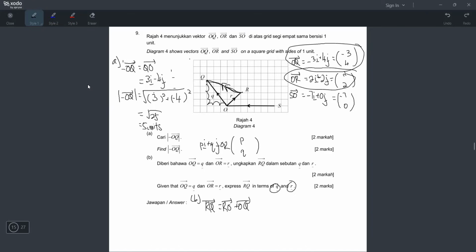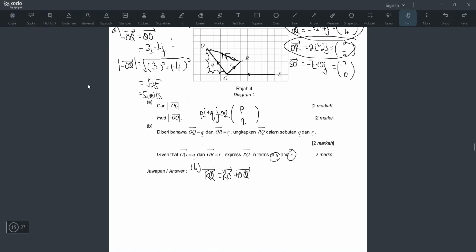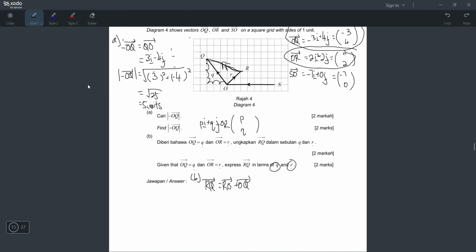If you take from here, you will get answer in terms of ij, which is negative 1, 2, 3, 4, 5, negative 5i plus 2j, which is wrong, sorry, because the question is in terms of QR. So let's just use the QR ones. So we just do what? Vector RO, which is negative R, because O to R is R. So if it's opposite direction, it's negative R, and then plus OQ is then plus Q. So the answer is Q minus R, right? That's all. So easy. So this is the final answer.